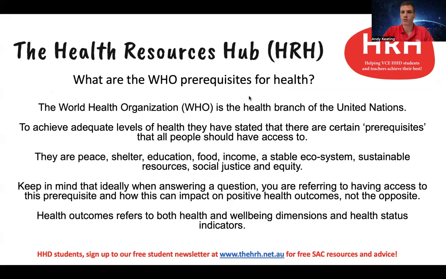If you see health outcomes in a HHD question across Unit 1, 2, and Unit 3, 4, that's referring to both the health and wellbeing dimensions, which I'm sure you would have covered in class, as well as health status indicators. You might not have covered those yet, but they'll be coming up soon. Depending on how many marks the question is worth, you can refer to one or more health and wellbeing dimensions, as well as one or more health status indicators in your answer. So you've got the flexibility of linking to either of those when a question refers to health outcomes. We've got a sample question and answer coming up where I'll show you that a little bit more.